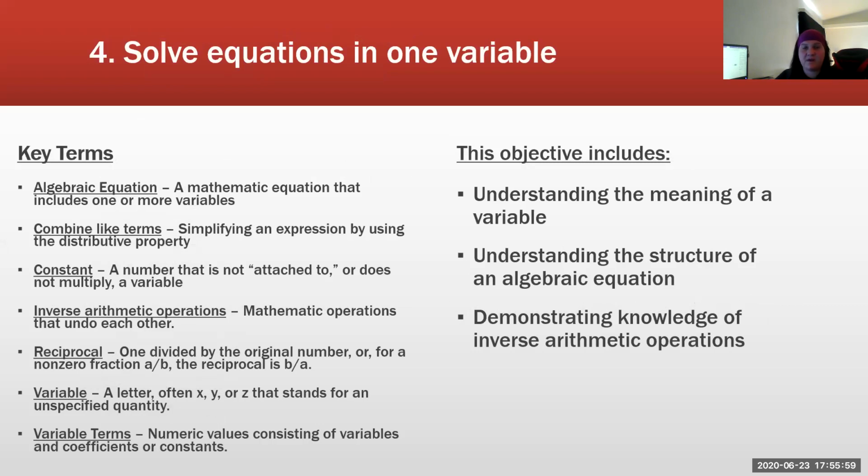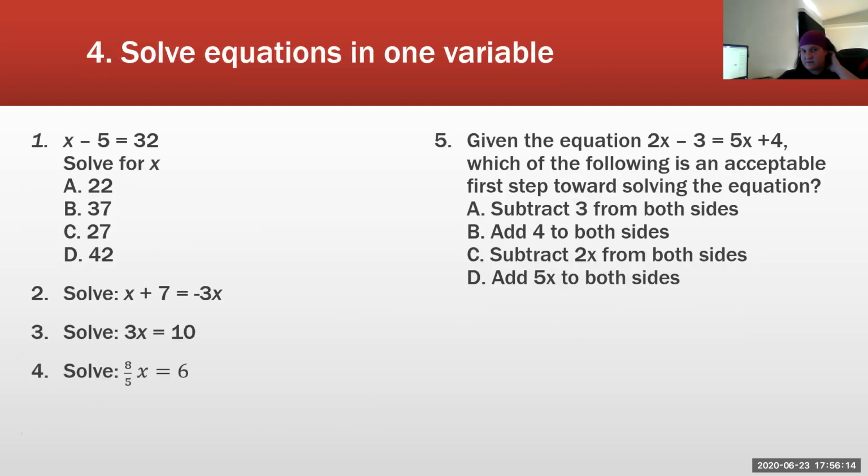But the questions that you'll come into contact with on the TEAS, you need to be able to understand the meaning of a variable, understand the structure of an algebraic equation, demonstrate the knowledge of inverse arithmetic operations. So question number 1 is x minus 5 equals 32. Solve for x.